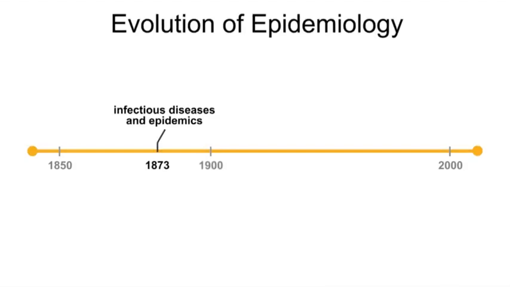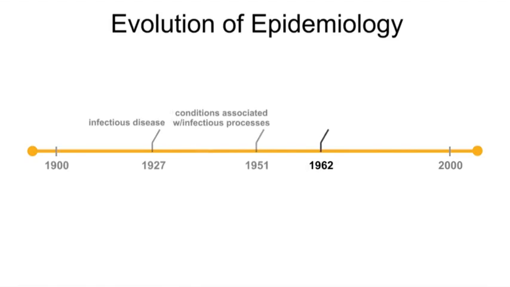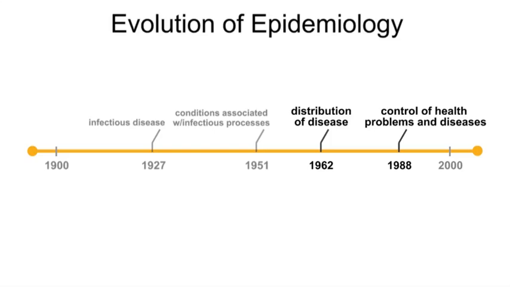The focus was just on infectious diseases and epidemics in the mid-1800s. Epidemiology began to focus on infectious disease overall in the mid-1900s. By the mid-1950s, epidemiology's focus then included not just infectious diseases, but specific conditions associated with them. In the 1960s, epidemiology began to focus on laws regarding the distribution of disease at a community level. Then, in the late 1980s, epidemiology focused on how to control or minimize health problems and diseases.